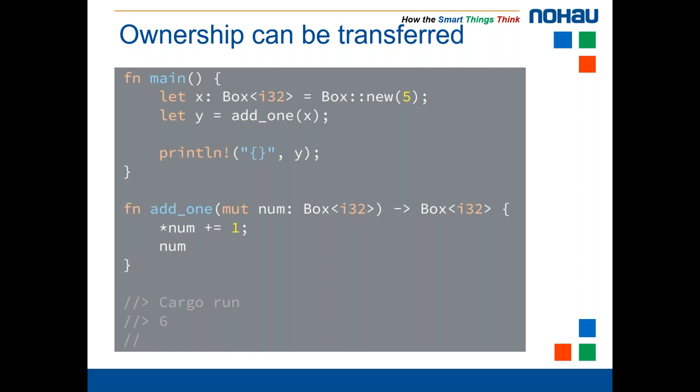And then the last line here in the function add one, it says num, and it looks like a typo because there's no semicolon at the end. But this is actually a Rust way of returning. Instead of saying, as in other languages, return num, semicolon, just having num without the semicolon is the whole return. You can argue whether this is necessary or not, but that's the way it is. So the main function is going to create a box object, and then y is going to be calling add one with that box object, and it's going to increment it, and this works as expected. So an example of where we can transfer the ownership.